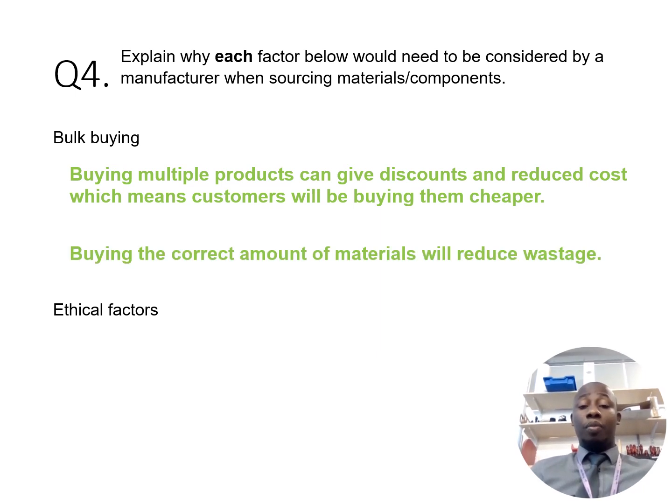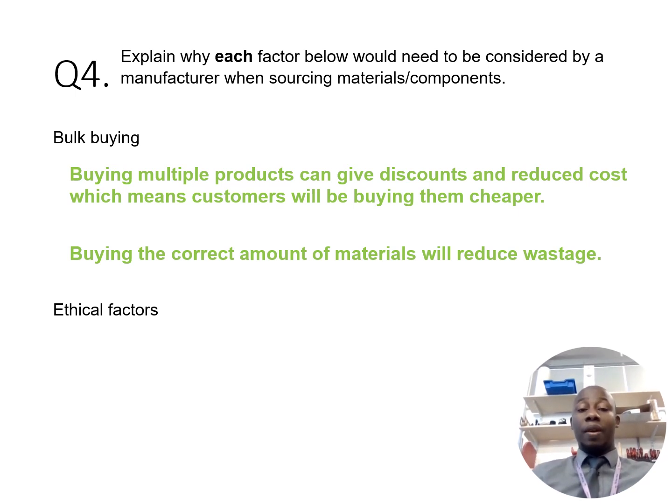Buying the correct amount of materials will reduce waste. So if they buy what's needed to make those products, then they are less likely going to waste material. Because if they waste materials, that means they've got to find somewhere to cover their costs, and that will be when they sell the products. They will recover those costs from the consumers who buy from them.